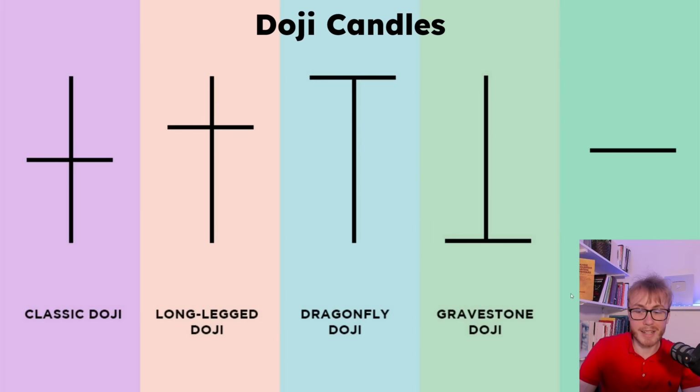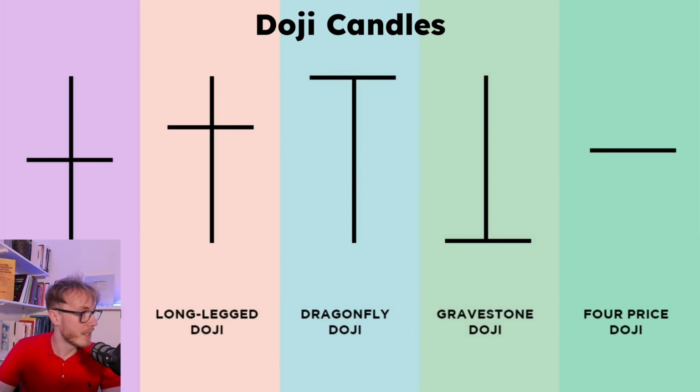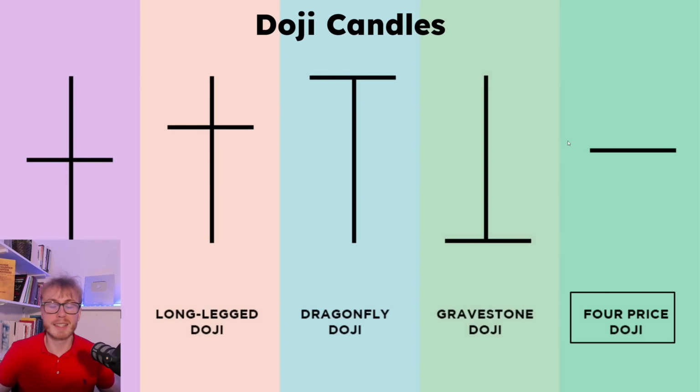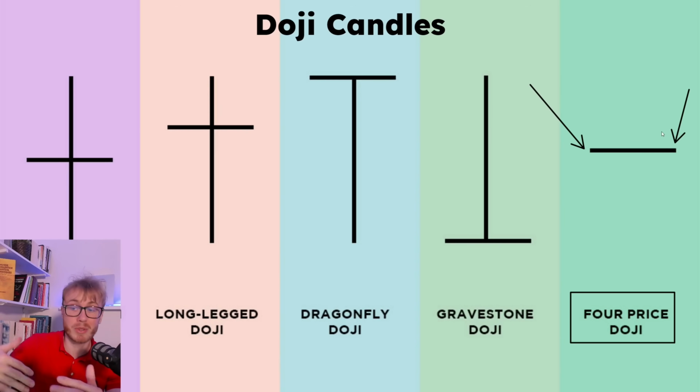The last Doji candle is a very weird one. You can't see it right now. Let me actually move my camera so you can see the name. The last candle here is called the 4-price Doji. This one is not too important to learn because it's very rare. It's very, very rare to find these 4-price Dojis in the markets. But this pattern is basically when the price opens and closes at the same level, and during the candle it doesn't really move at all.